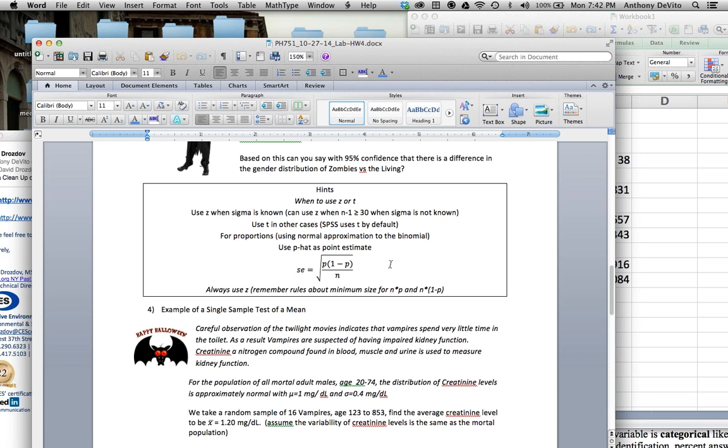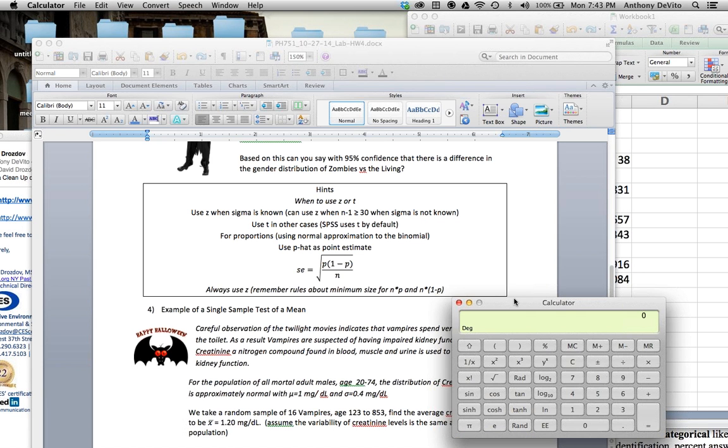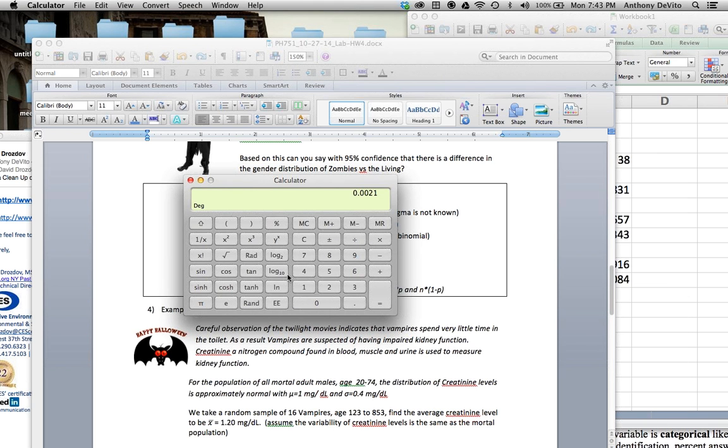To do that, we do the same thing, except we use the proportion P-cap instead of X bar. For the standard error, we use this formula: the standard error is equal to the square root of P times 1 minus P over N. Our estimate of P is our sample, so it's 0.7 times 0.3 over the sample size 100, and you take the square root. 0.7 times 0.3 is 0.21. 0.21 over 100 is 0.0021. The square root of 0.0021 is 0.045, about 4.5%.